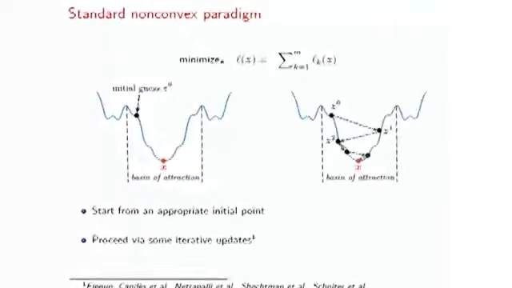So if we are able to start our algorithm from within the basin of attraction, and if the following iterations are careful enough so that we don't jump out of this valley, then if it converges, it might well converge to the ground truth. And our algorithm will also follow this standard paradigm.